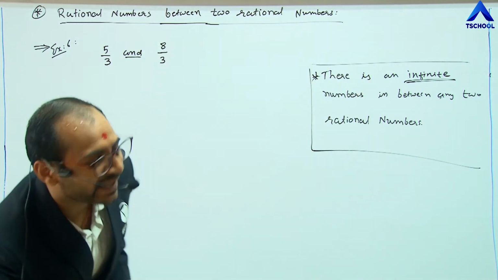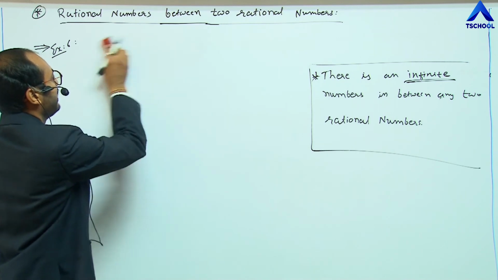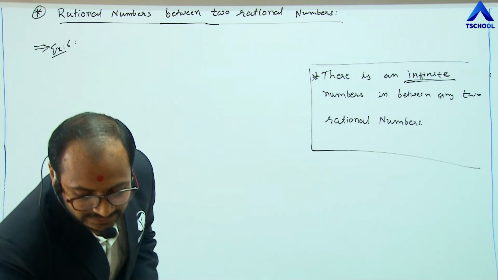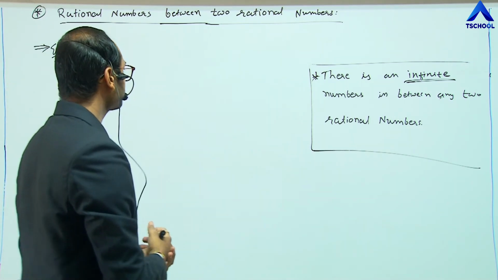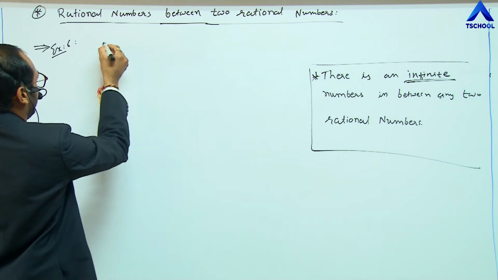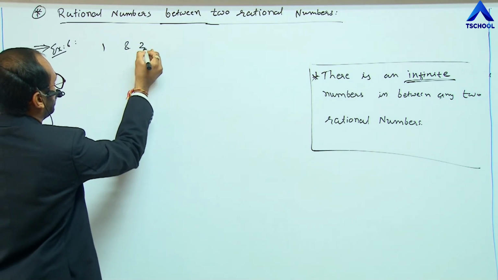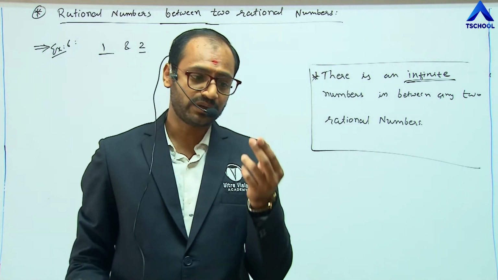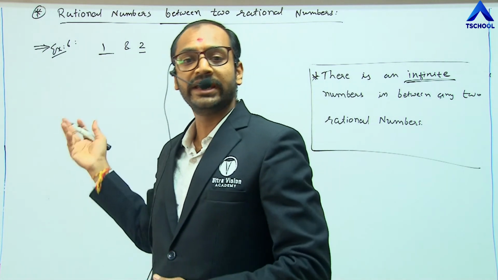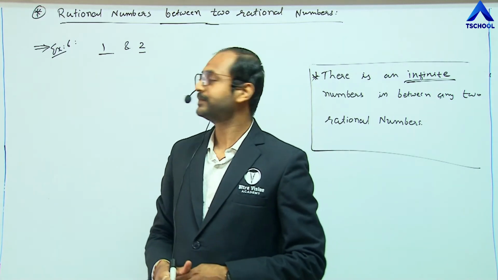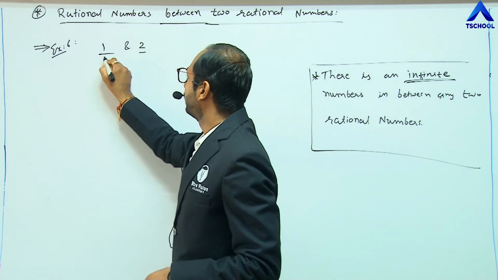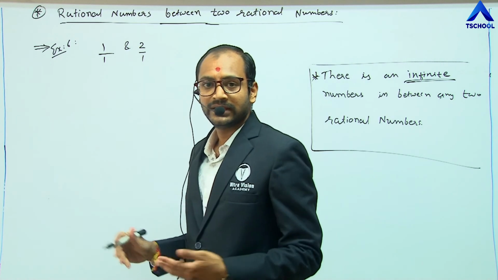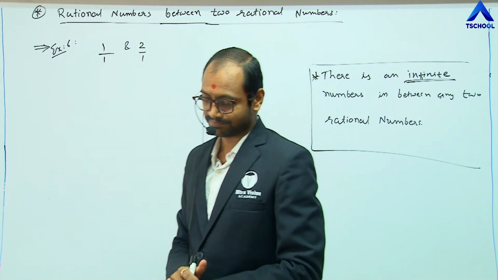Let us take a simple example to understand this, then we take some complex examples. The first example, let us take 1 and 2. How many rational numbers are in between these two numbers? These are also whole numbers and integers as well as rational numbers, because I can take 1/1 and 2/1. This is also a rational number.